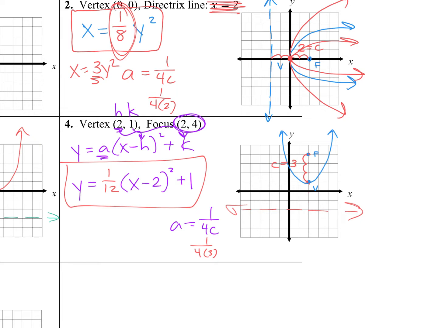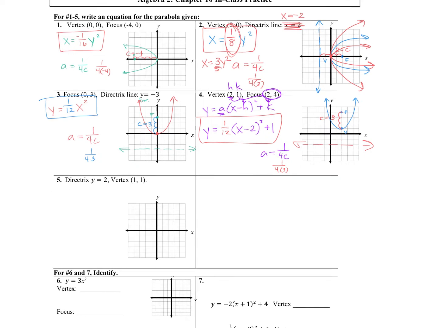Does the h and the k switch if it's x? Yes. Yep. Totally does. And that's on that formula sheet too, right? If you look at that setup.